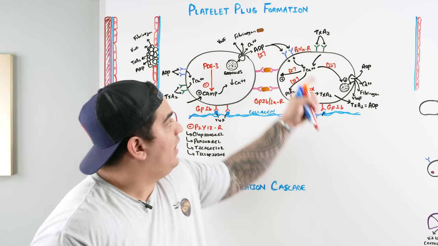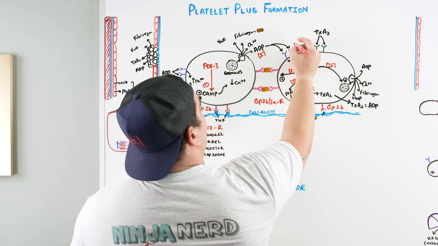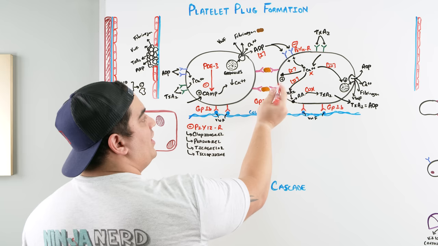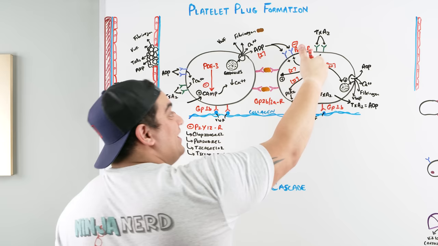Well, what if I inhibit this particular receptor? Can it cause an increase in the calcium levels? No, it won't be able to trigger the signaling pathway. So I won't be able to increase calcium. I won't be able to express GP2B3A proteins. I won't allow for the platelets to stick with one another. I won't allow for it to release thromboxane A2, which acts just like ADP to increase calcium, cause these receptors to be expressed, and cause cytokine release.